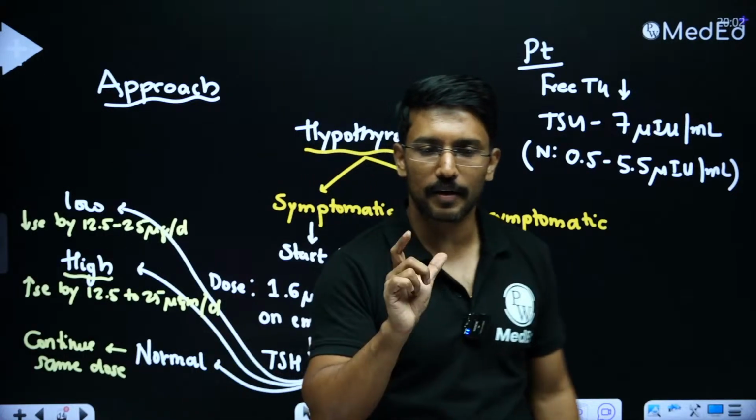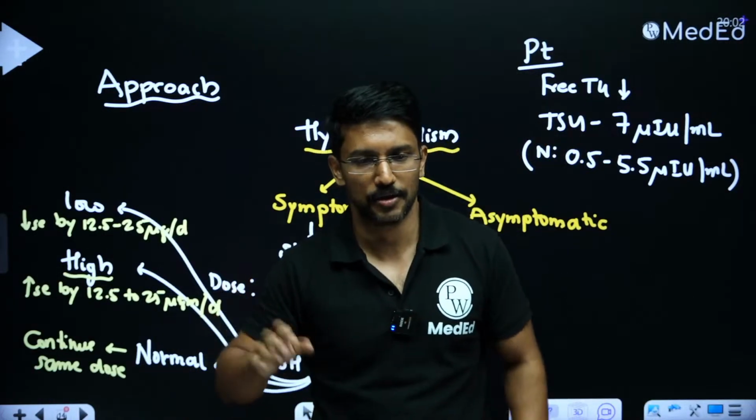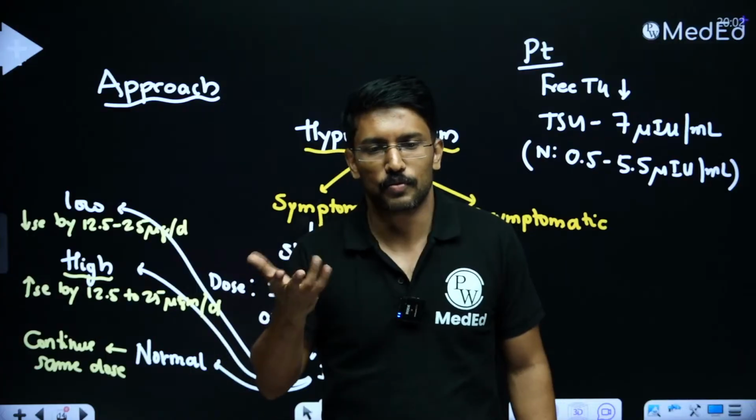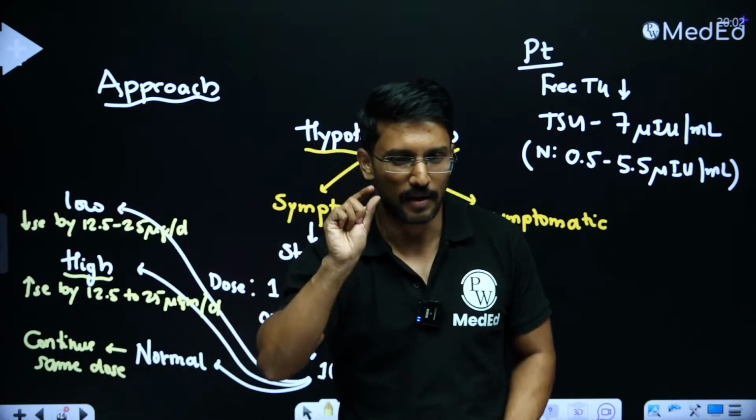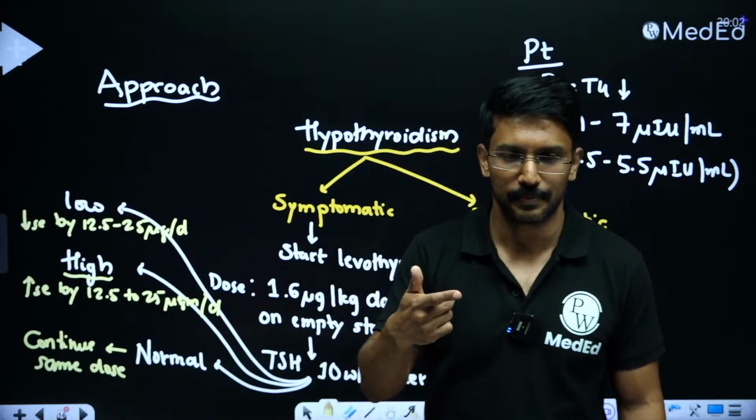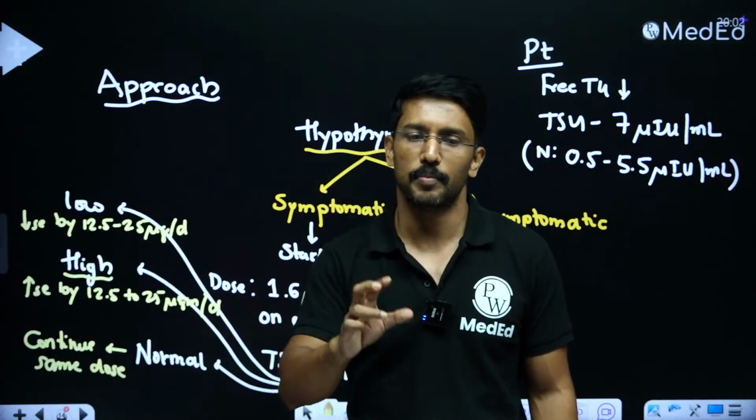So the starting dose will be 1.6 micrograms per kg. It may vary a little up or down, because whatever the nearest commercially available dose is, we will start that. Once I start, 10 weeks later, I will repeat the TSH.